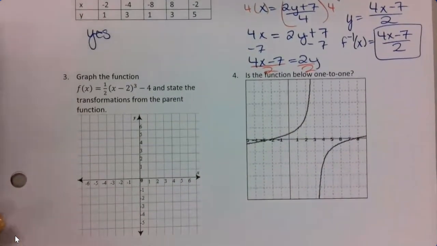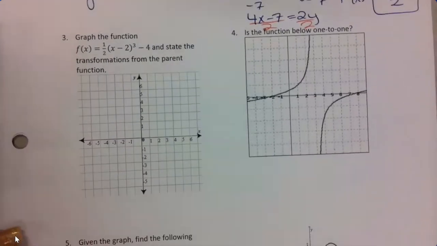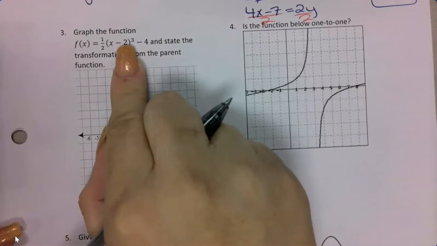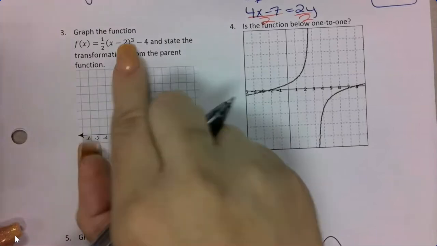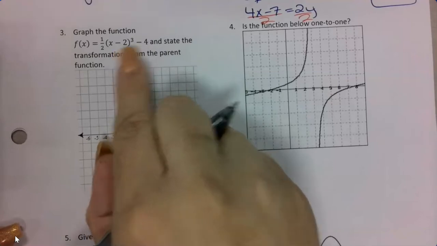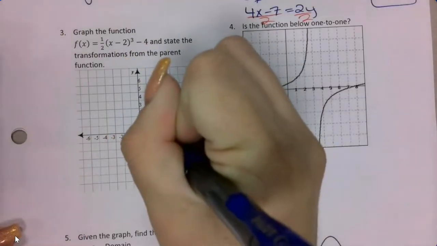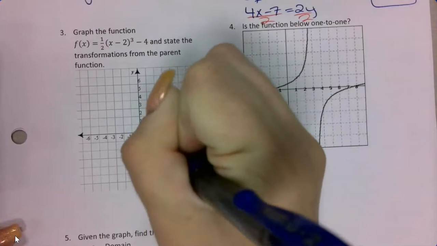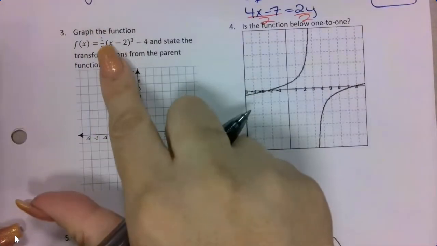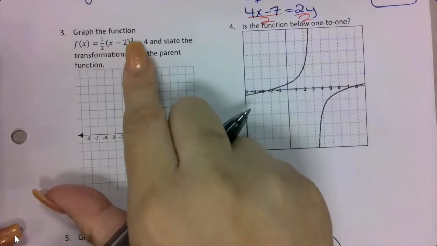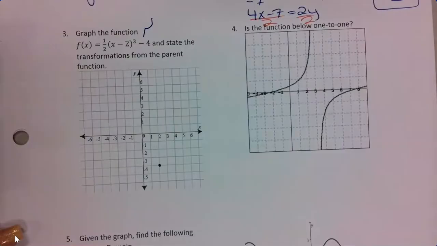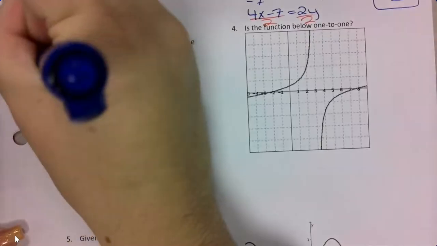Number 3 wants me to graph this function and state the transformations from the parent function. So first thing I do is I want to find my vertex. It's opposite the sign of the x, same sign as the number on the outside. So it's going to be positive 2, negative 4. I'm going to go plot that point, positive 2, negative 4. And then this is a cubic function, so cubics look kind of like this. If it had been squared, that would have been U-shaped.